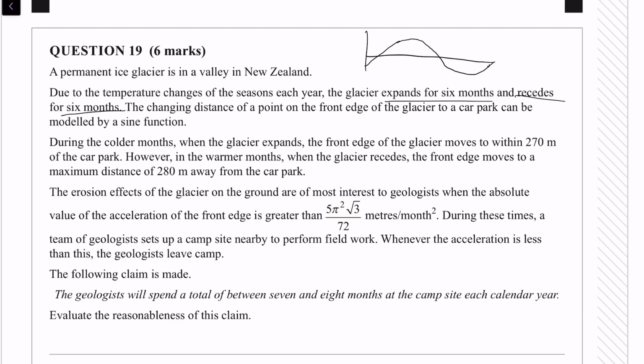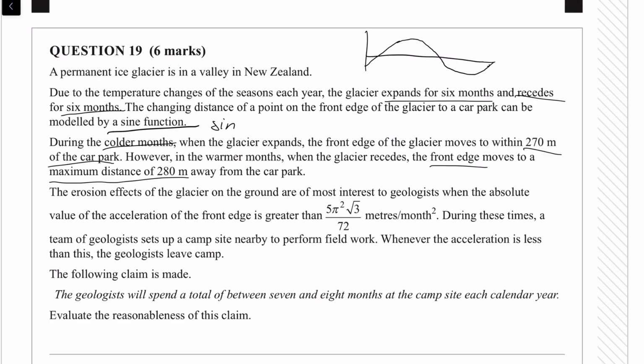The changing distance of a point of the front edge of the glacier to a car park can be modeled by a sine function. So we know we'll be using sine. During the colder months, when the glacier expands, the front edge of the glacier moves to within 270 meters of the car park. However, in the warmer months, when the glacier recedes, the front edge moves to a maximum distance of 280 meters away from the car park.